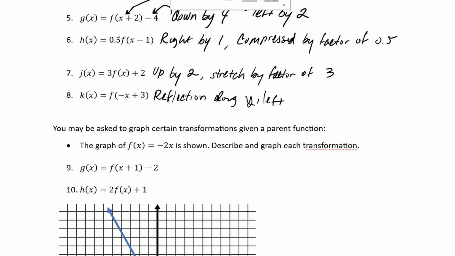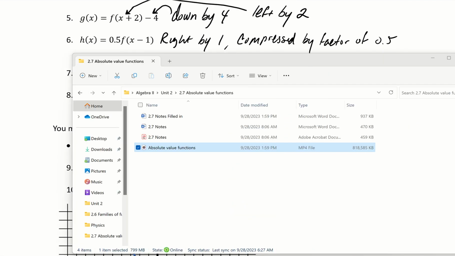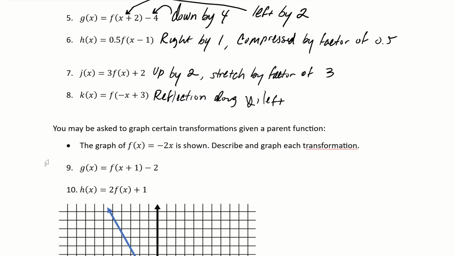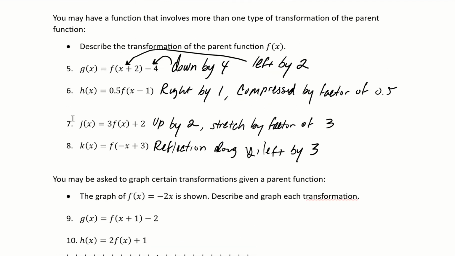I'm having a lot of trouble here. Hold on. All right, I think I got it. So it was to the left by 3. Okay. So that's just recognizing multiple transformations in one function.